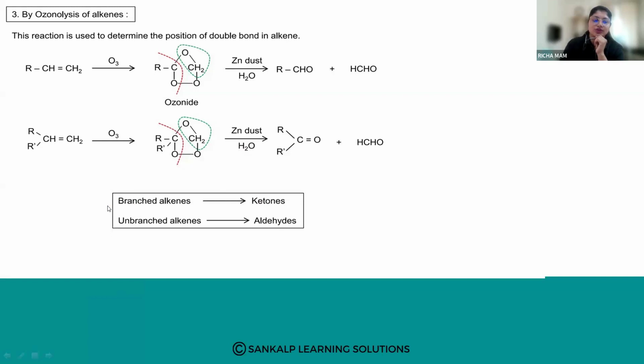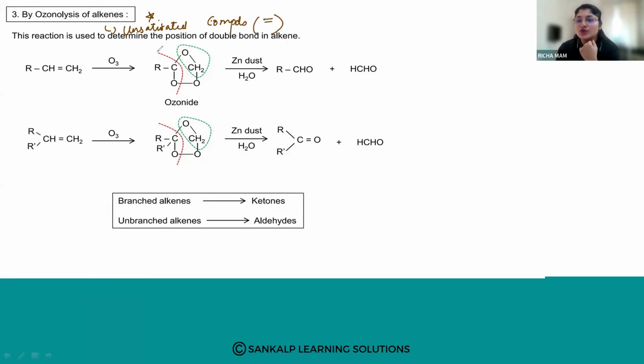Then we had seen ozonolysis, very important. I told you this is important. So what we are doing is ozonolysis of alkenes. Alkenes are unsaturated compounds with a double bond. So they are alkenes.